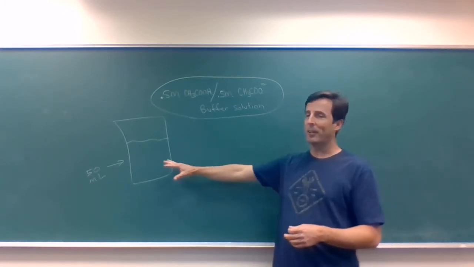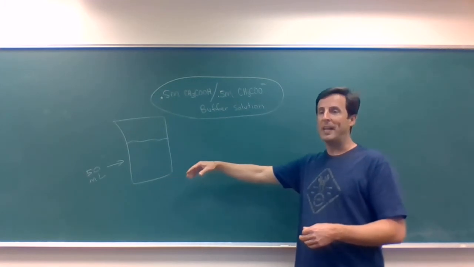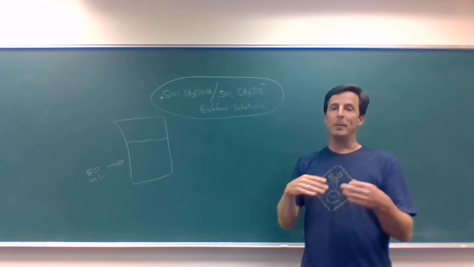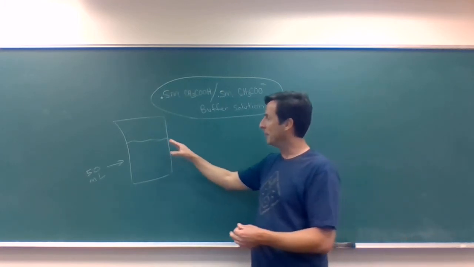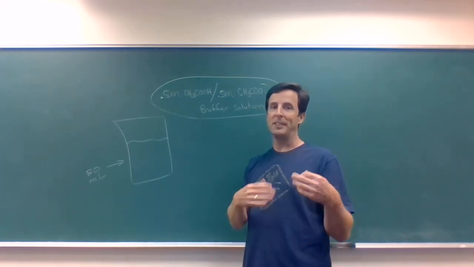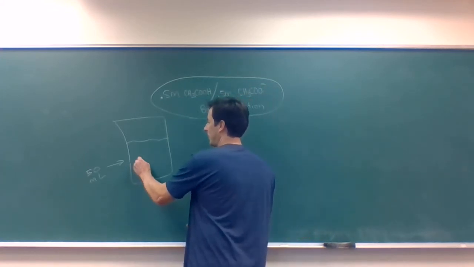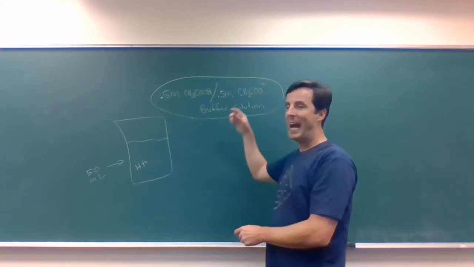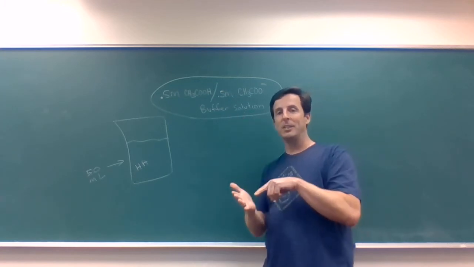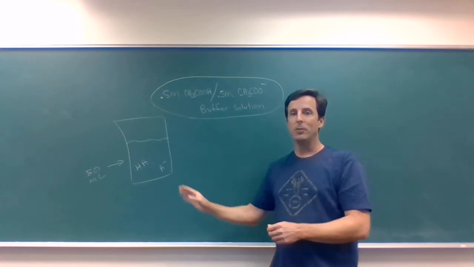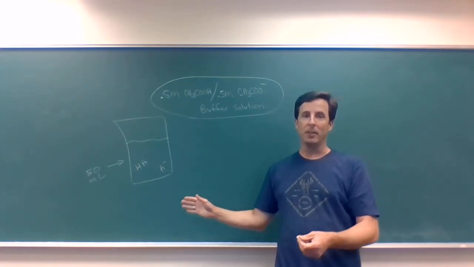So this buffer solution in the beaker would contain some acetic acid and some acetate. That's what makes it a buffer. So in my buffer solution, I'm going to represent the acetic acid with the general formula HA. And I'm going to represent the acetate ions as the conjugate of HA, which is A minus. Okay, so those 2 things are coexisting in the solution.